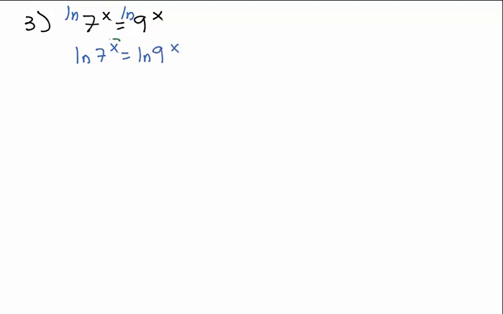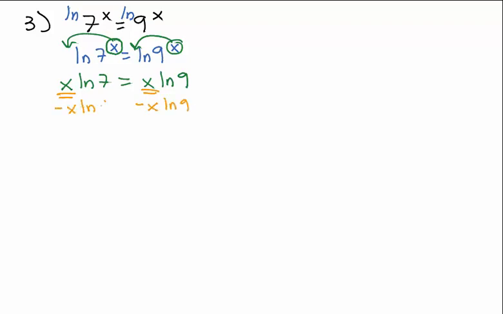And what's nice here is this grabs those exponents and moves them in front of their logarithm. So we have x natural log of 7 equals x natural log of 9. Thinking back to when we solved our linear equations, we need to get all the variables on the same side. So let's subtract x natural log of 9 from both sides. When we do, we get x natural log of 7 minus x natural log of 9 equals, anything minus itself is always 0.